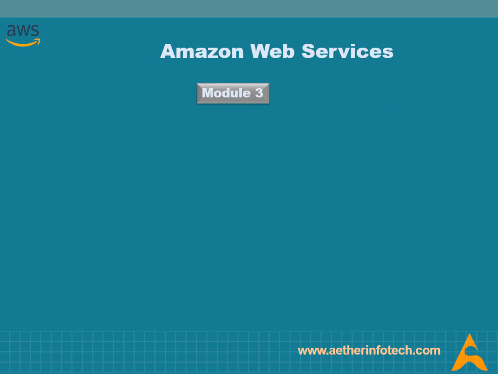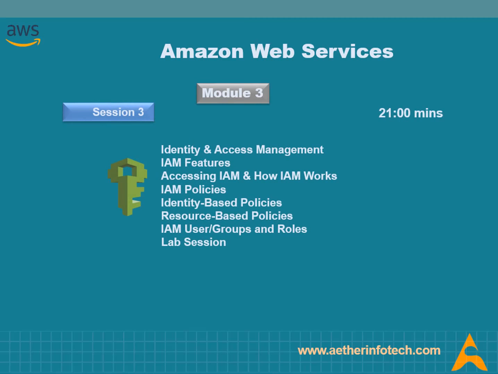At the end of Module 3, Session 3 talks about Identity and Access Management, another important service by Amazon Web Services. We'll discuss its features, how it works, what the various policies are, and how these policies are assigned, and we'll discuss users, groups, and their roles in detail. At the end, we will have a complete lab session on Identity and Access Management.